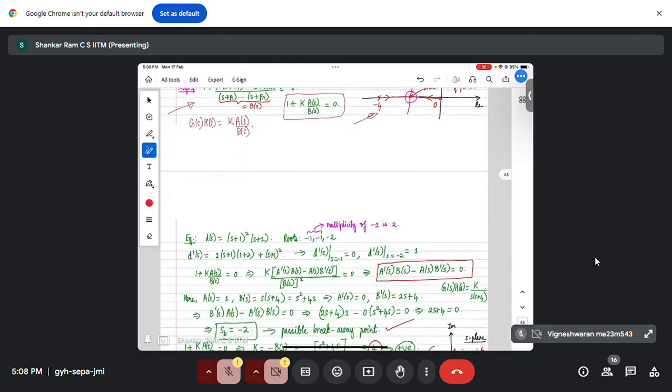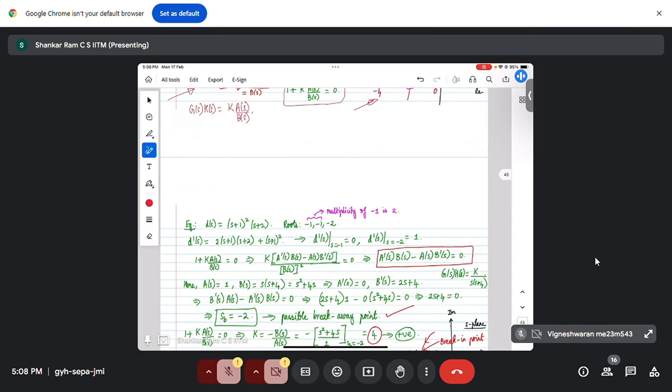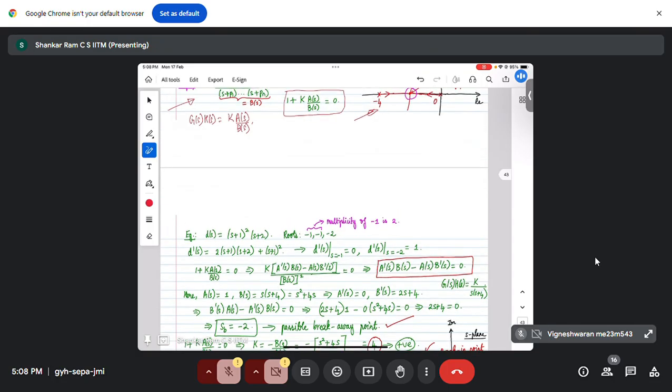Now, before we come here, let's look at this particular example, and then apply the steps to the root locus example that we are studying, and things will become clear. So let's consider a polynomial (s plus 1) whole square times (s plus 2). The roots of the polynomial are -1, -1, and -2.